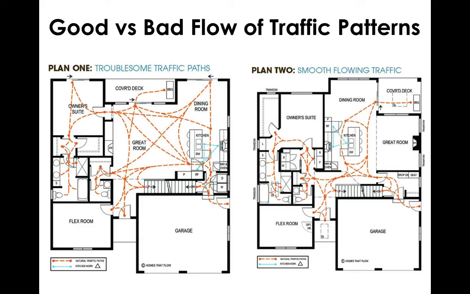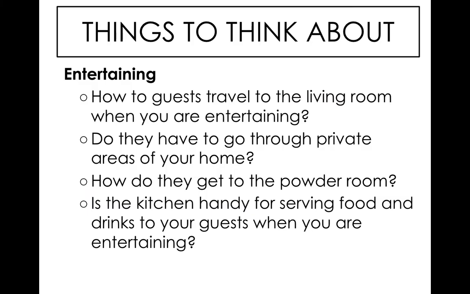So I would probably have designed this house a little bit differently, but there's only so much you can do for an existing house. So something to think about: how are guests going to travel to the living room when you're entertaining? Are they going to have to go through any of the private areas of your home? How are they going to get to the bathroom or the powder room? And is the kitchen handy for serving food and drinks to your guests when you are entertaining?